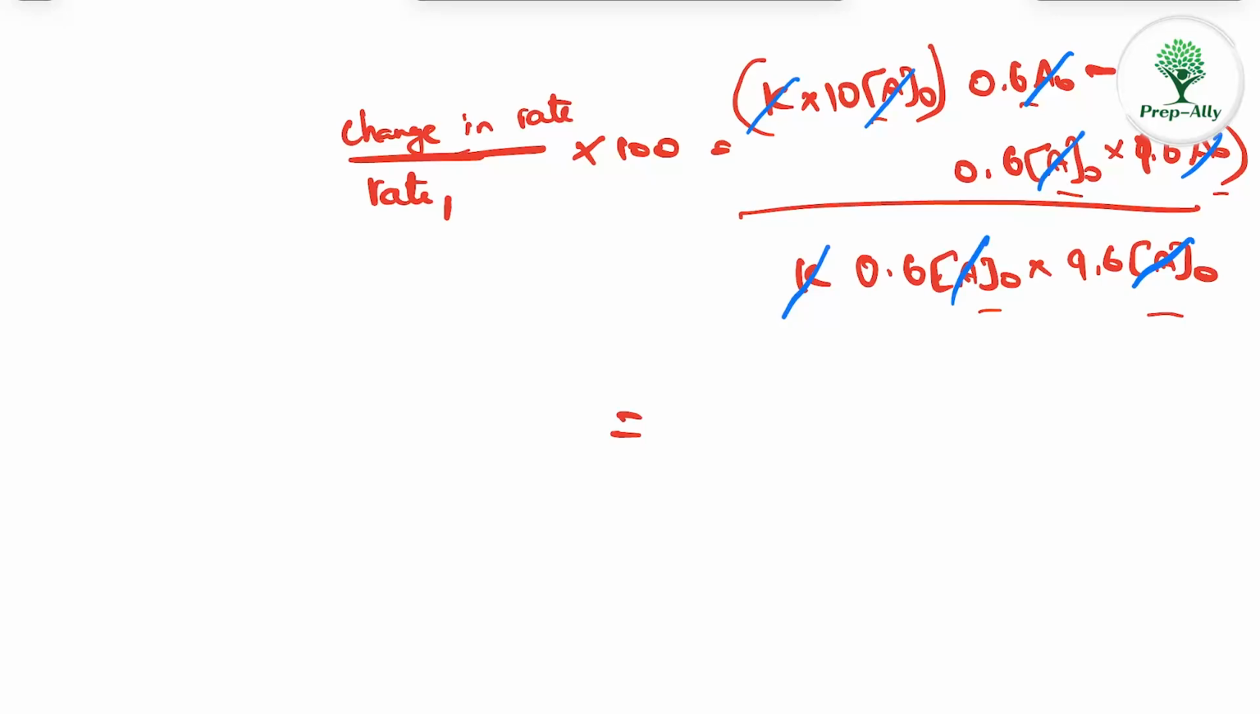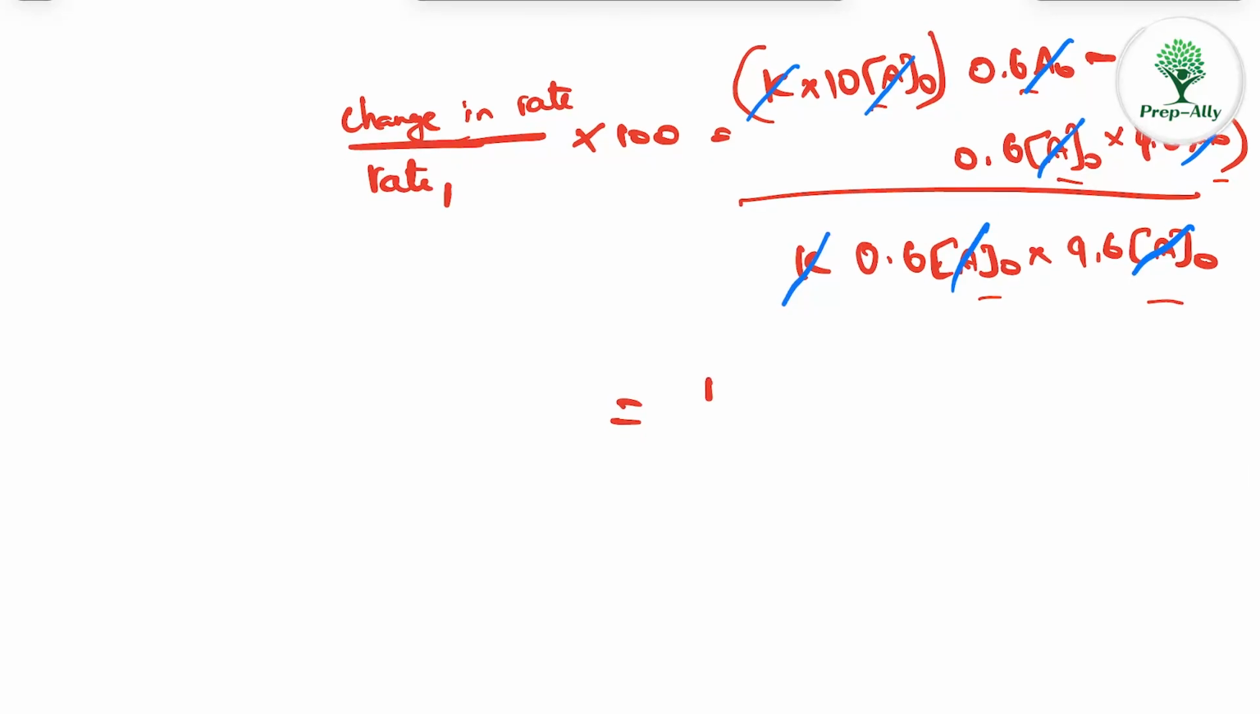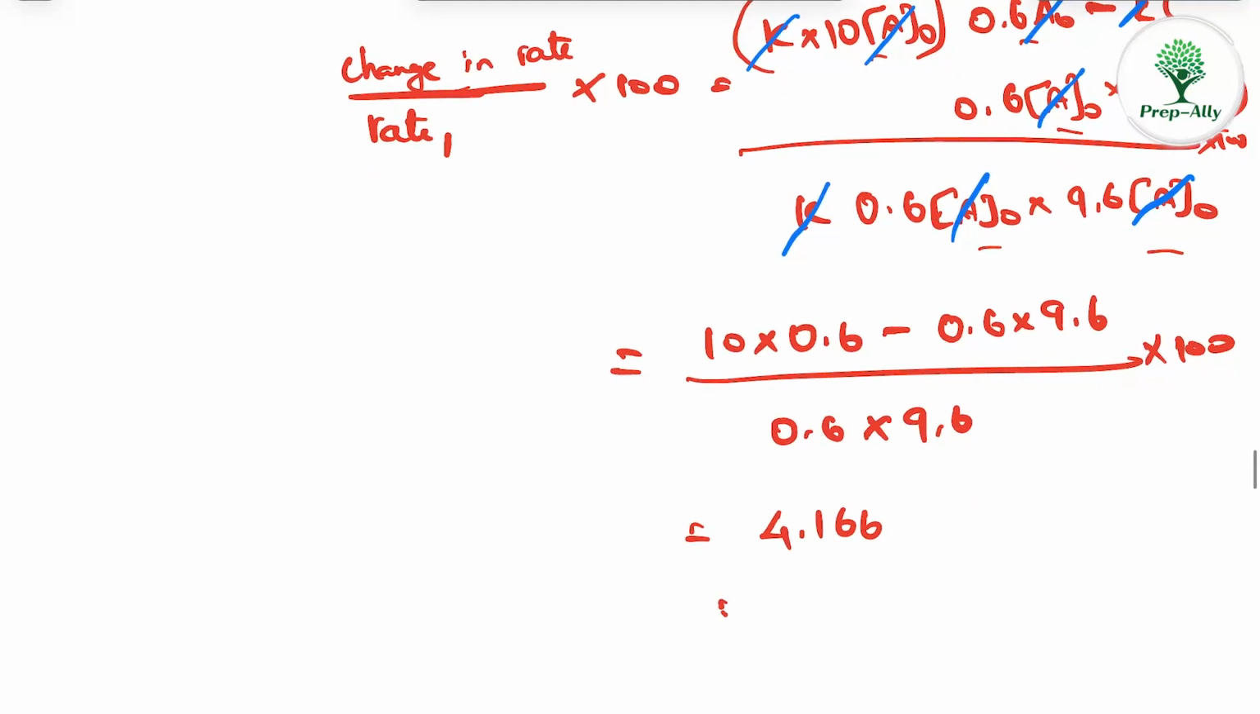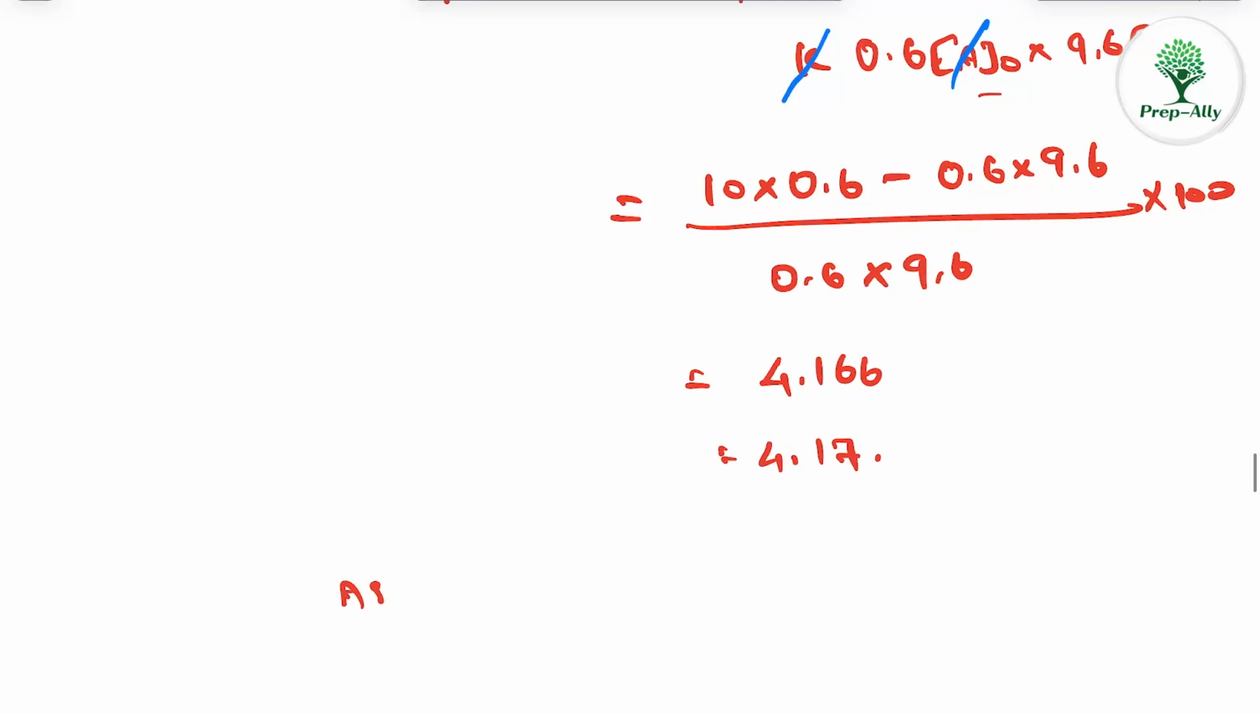Now I have only the numbers, that is nothing but 10 into 0.6 minus 0.6 into 9.6, I forgot to write 1 into 100, divided by 0.6 into 9.6 into 100. If you do this calculation, you will get 4.166, or you can write this as 4.167. So the answer lies between 4.16 to 4.17.